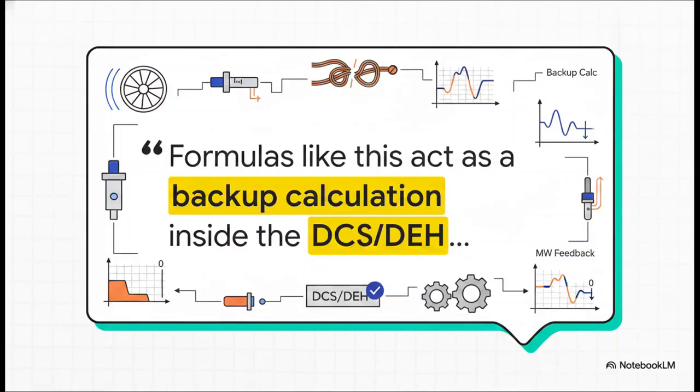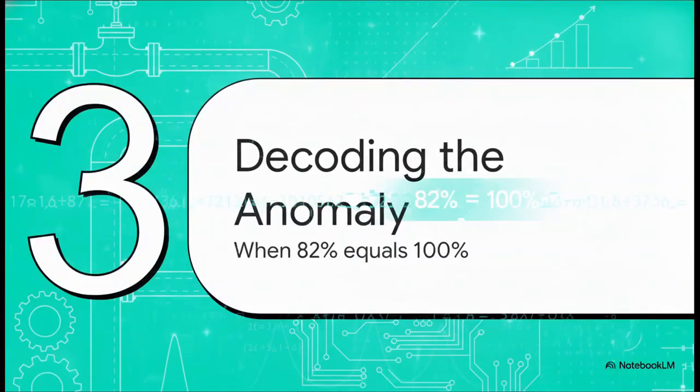Well, here's the so what for you engineers out there. Sensors fail, wires short out, it happens. If your control system suddenly loses its megawatt feedback signal from the electrical side, it would normally fly totally blind, but because of this exact thermodynamic equation, the system instantly calculates a backup. It literally saves the plant from tripping by knowing roughly how much power it's making based purely on hydraulics and steam conditions. All right, on to Section 3, decoding the 82% anomaly.